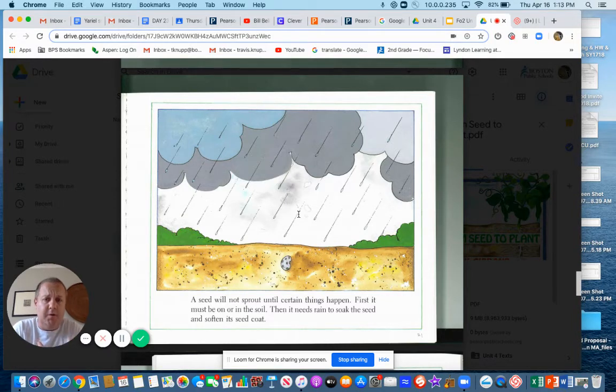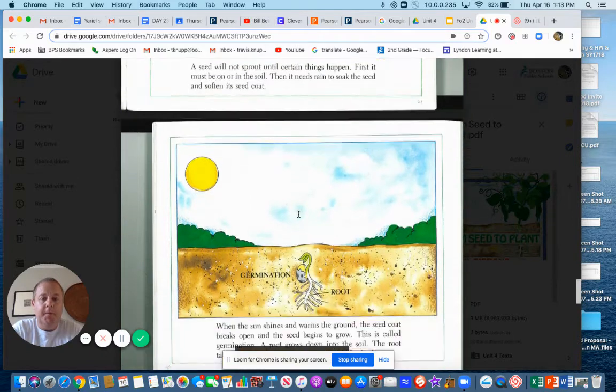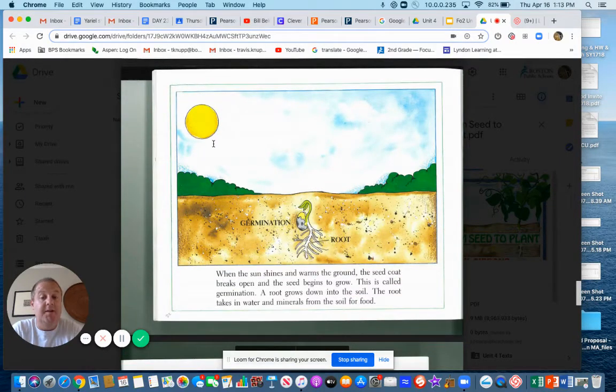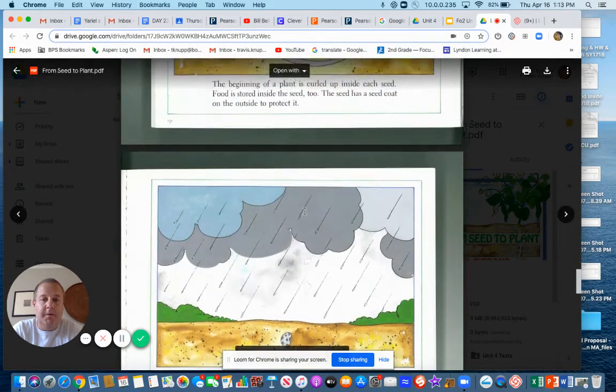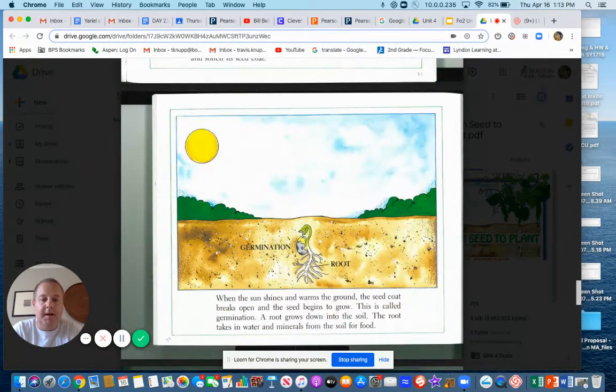Would it grow on its own in the soil? Probably, but I'm helping it along and making sure it grows a little faster, giving it a better chance to survive, because as a human, I want to eat those peppers. So that process is called germination. When the sun shines and warms the ground, the seed coat breaks open and the seed begins to grow. This is called germination. A root grows down into the soil. The root takes in water and minerals from the soil for food. And look, see how this looks just like the beginning of the seed from the close-up picture? The beginning of a plant. It looks a lot like this.